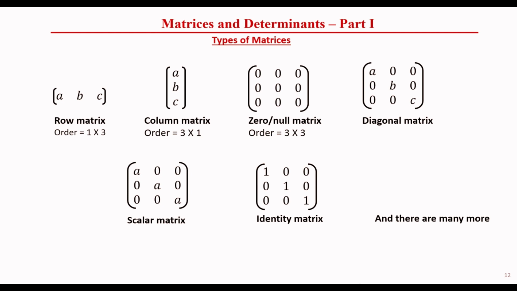If all the elements are 0, we call it null matrix or 0 matrix. And here, for example, I've taken 3 by 3 matrix. It can be 2 by 2, it can be 4 by 4, and whatnot.